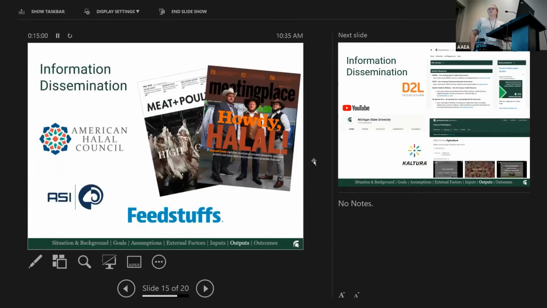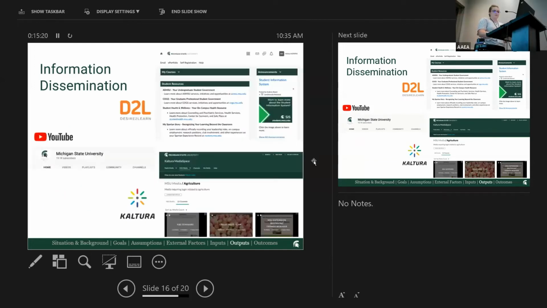Information will also be disseminated with the written word. So we have magazines like Meeting Place and Meat and Poultry that have already published related information. We have the American Halal Council, which is like a consumer group in Florida. They have a blog and newsletters and things like that. We have the American Sheep Industry, and then we have Feedstuffs magazine as well.